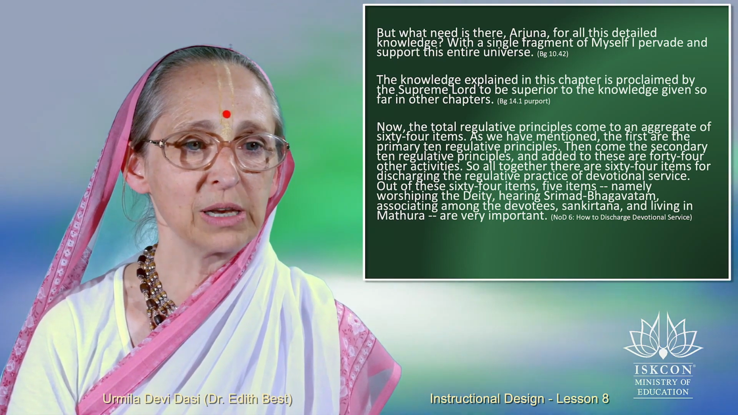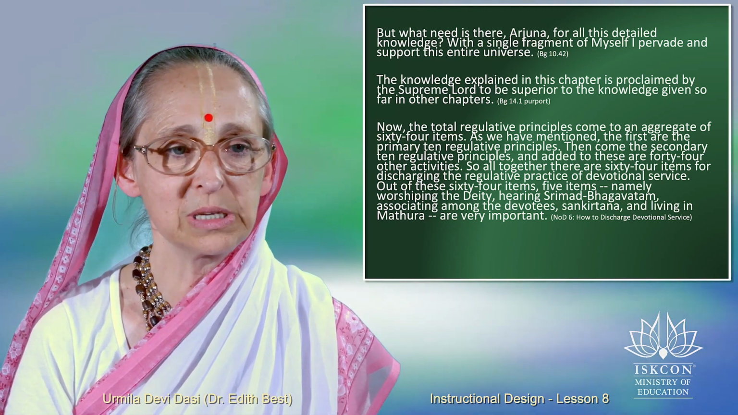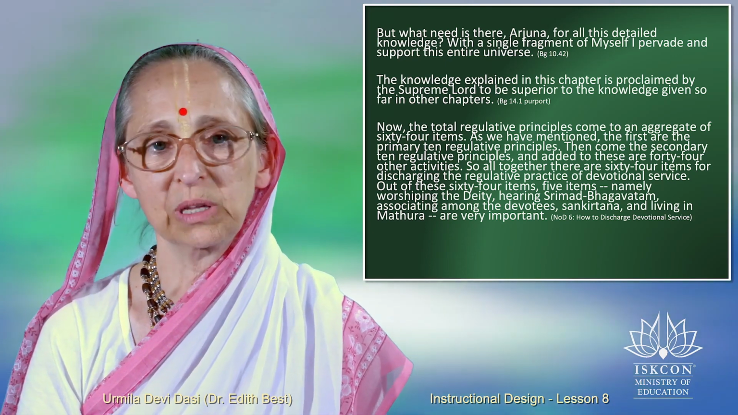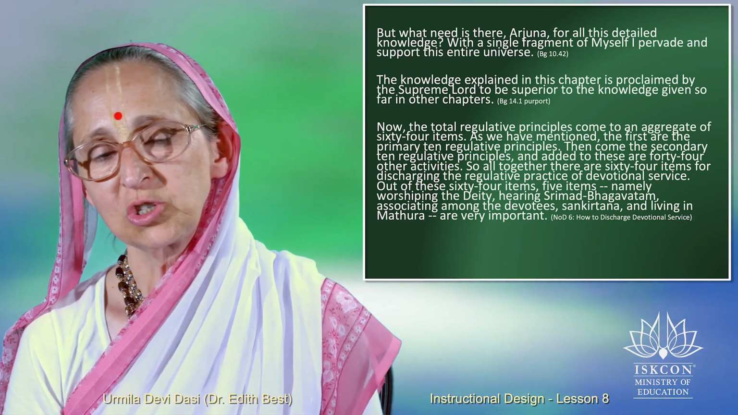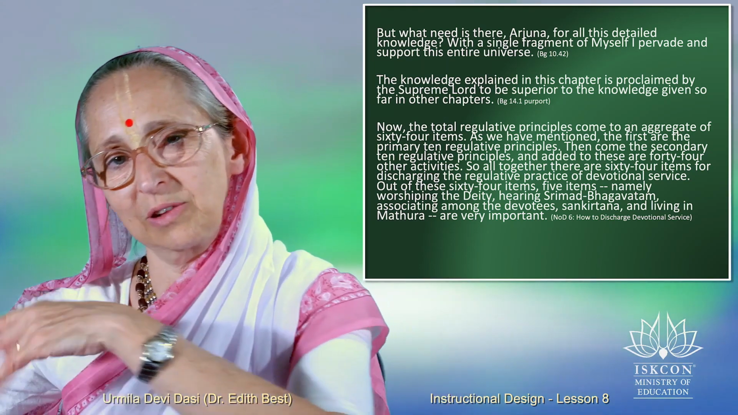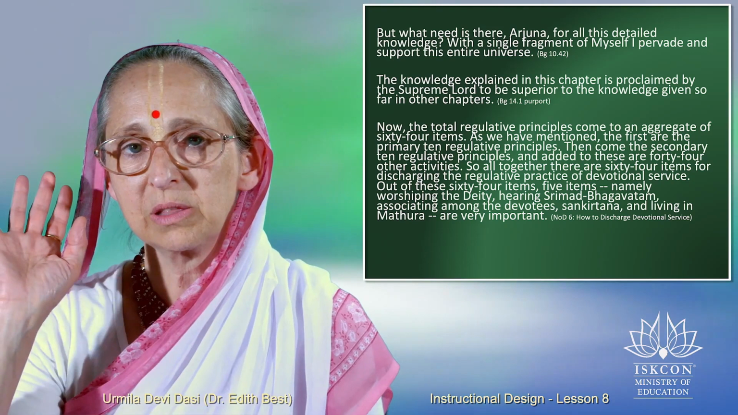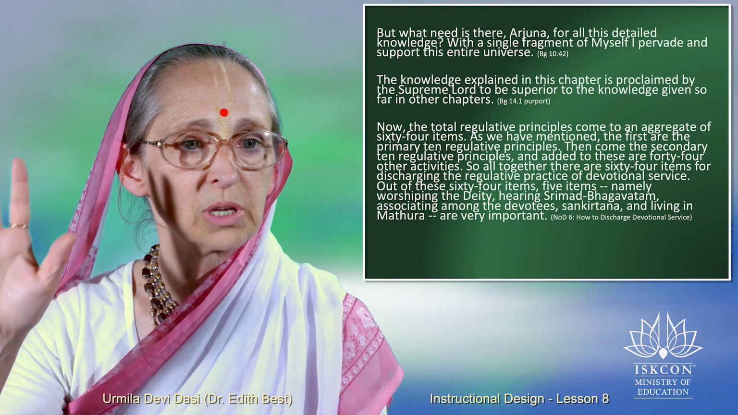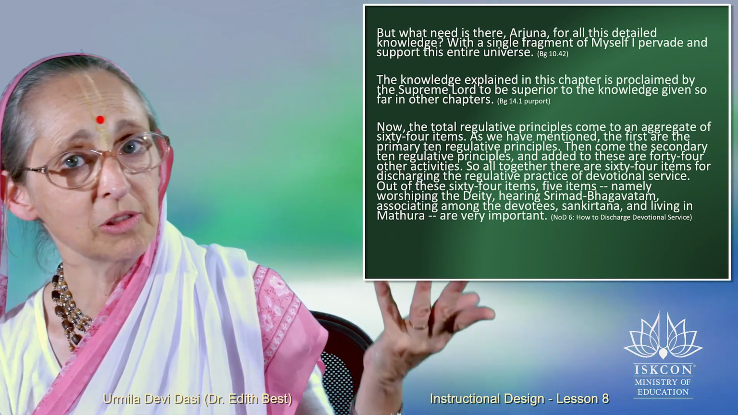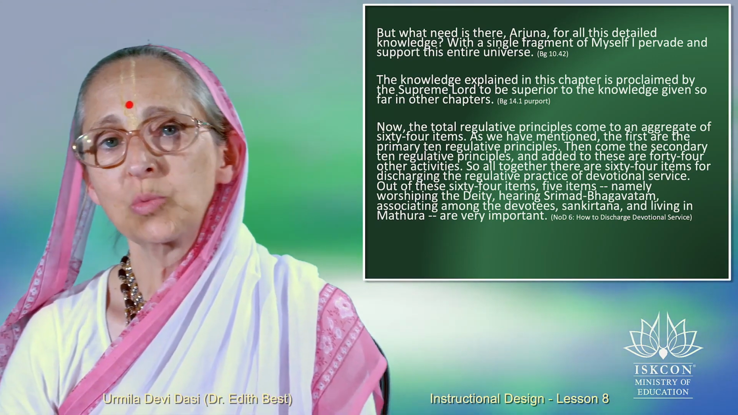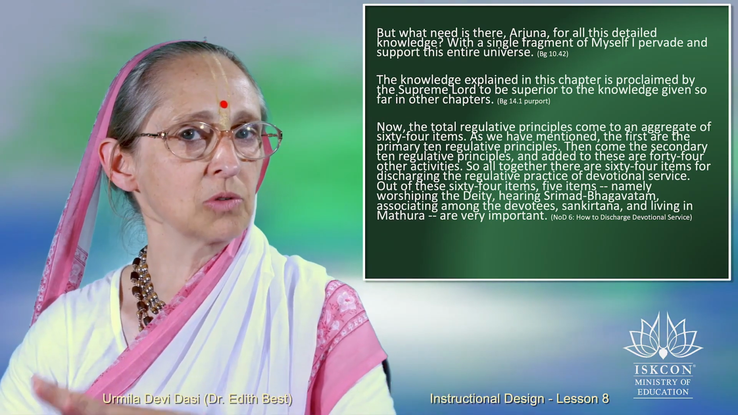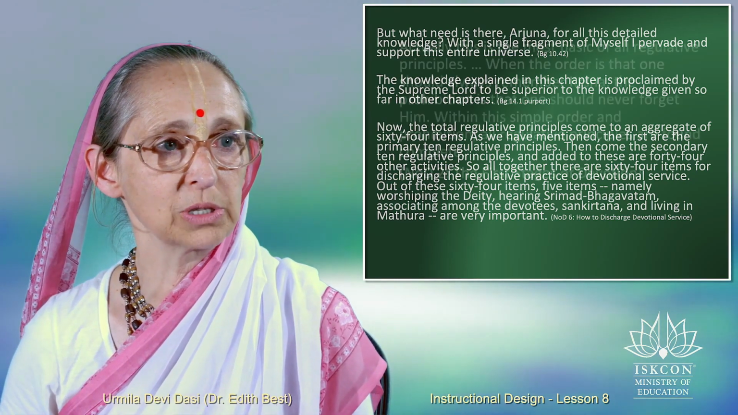Out of these 64 items, 5 items, namely worshiping the deity, hearing Srimad Bhagavatam, associating among the devotees, Sankirtan, and living in Mathura, are very important. So we're told, okay, there's 10 that are primary, another 10 that are secondary, then there's another 44. And of all of them, these 5 are the most important, right? These are very important. In fact, Rupa Goswami gives another list of the 3 most important. So we have lists given here. These are most important, these are less. This is something you can know, something you can do, but it's not as important, right?